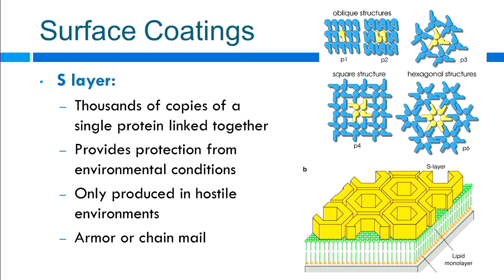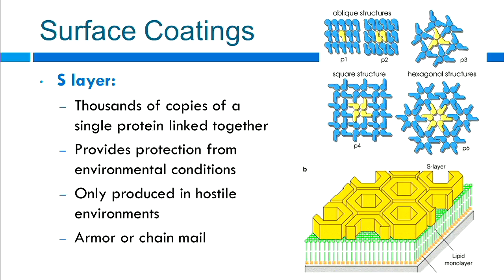Okay, surface coatings. These are the ones that not all bacteria have. So the first one is going to be S layer, and it's just called S layer. I know you can't really see this, but that says S layer. For you 3 people that can read the board.